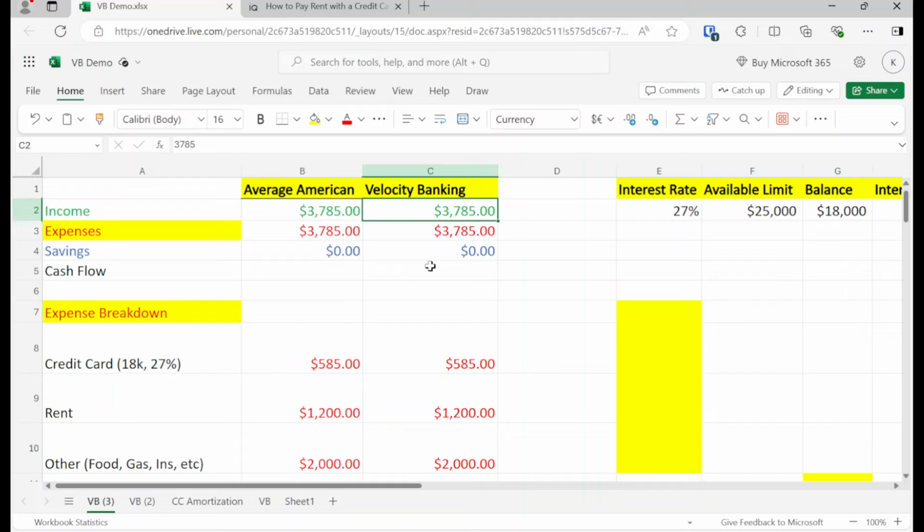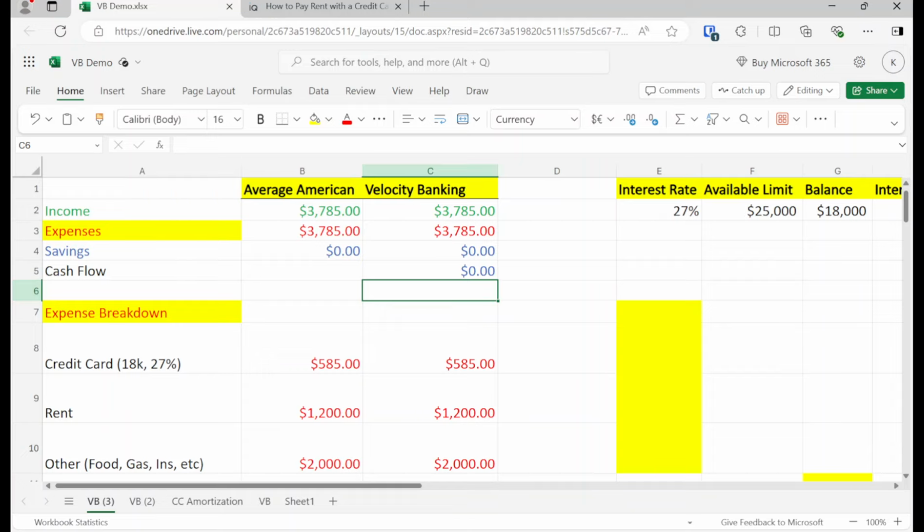We have the same income. We have absolutely no savings. So if we do it the average American way, we might save like $50 here and there. But when we do Velocity Banking, we're going to do the exact opposite, which is zero savings. And then we're going to have this thing called cash flow, right?